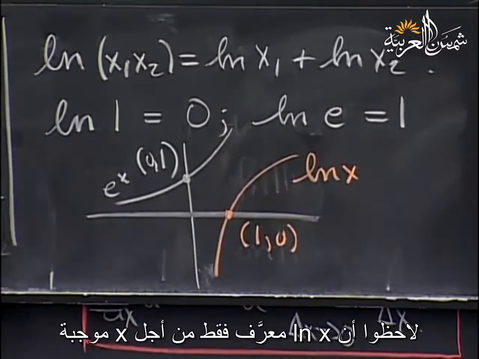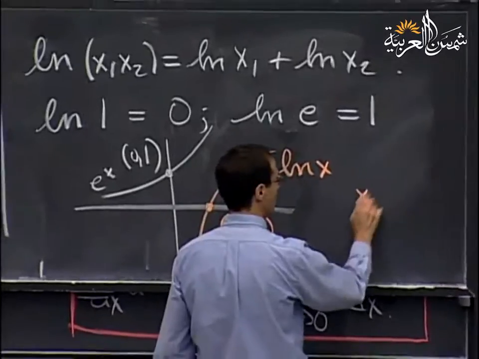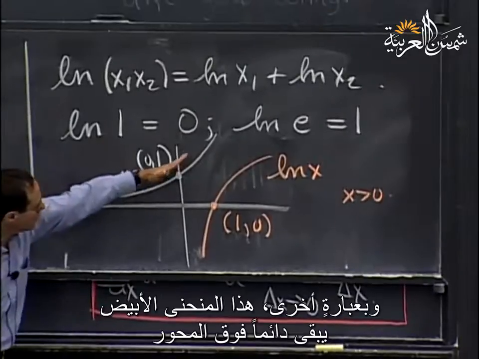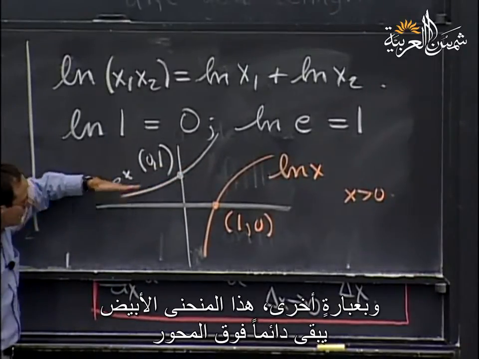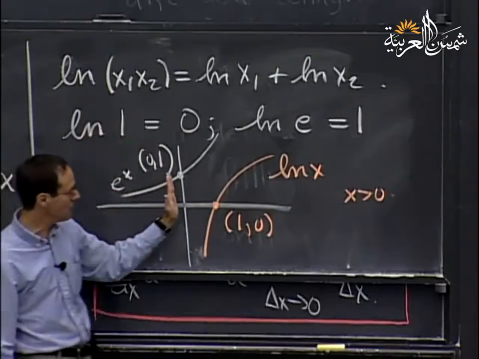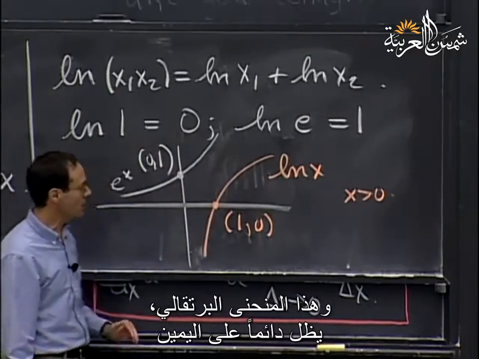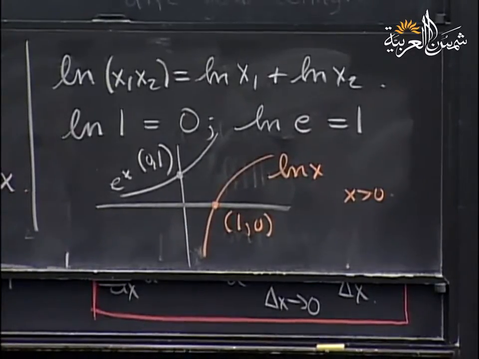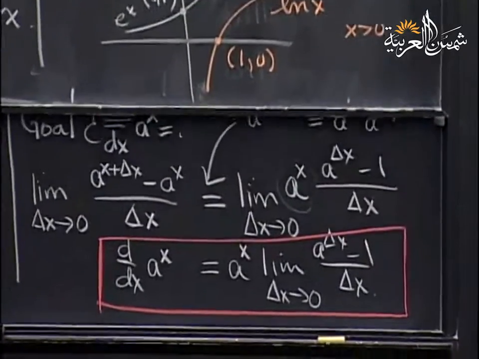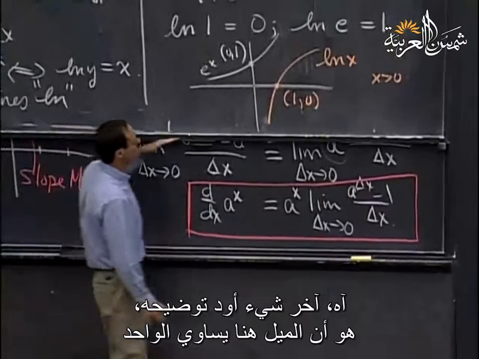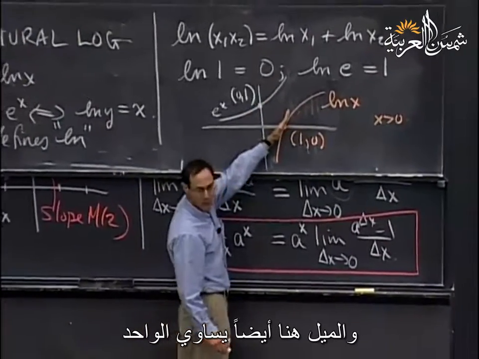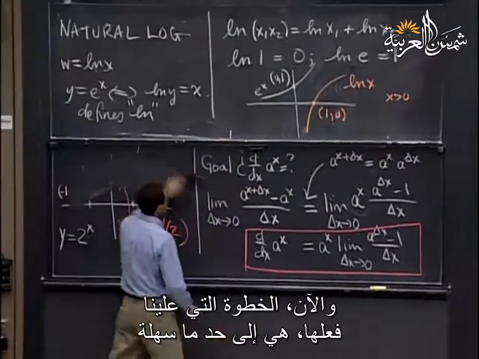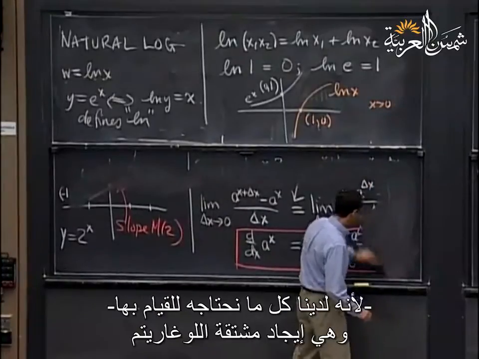And notice that it's only defined for x positive, which corresponds to the fact that e to the x is always positive. So in other words, this white curve is only above this axis, and the orange one is to the right here. It's only defined for x positive. All right? Oh, one other thing I should mention is the slope here is 1, and so the slope there is also going to be 1.